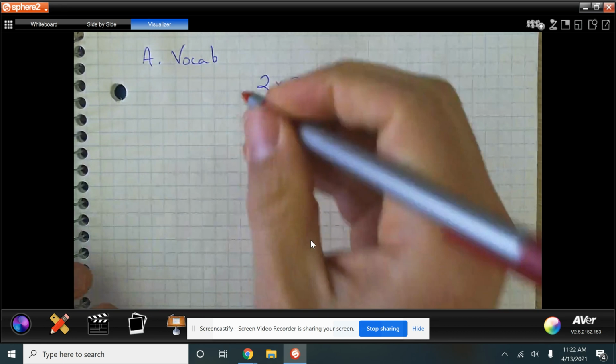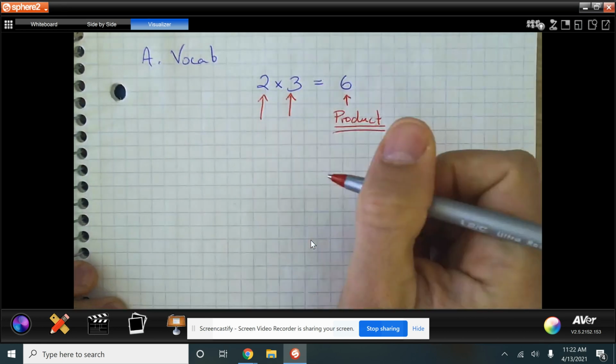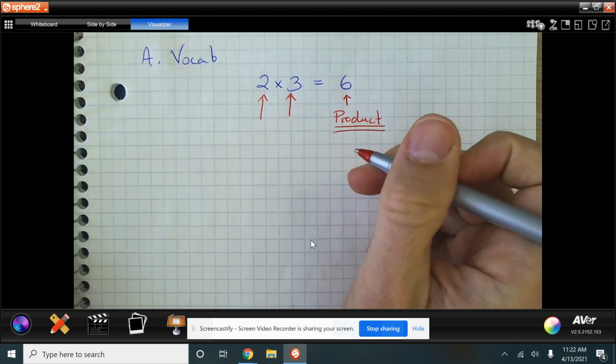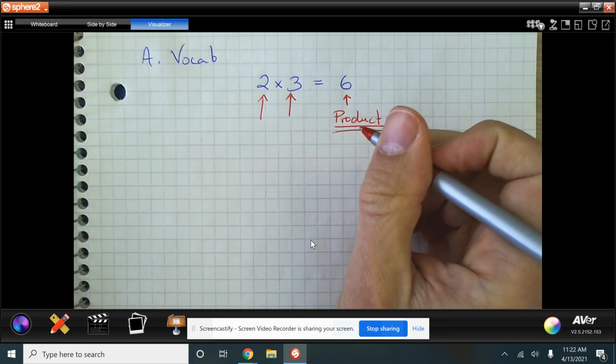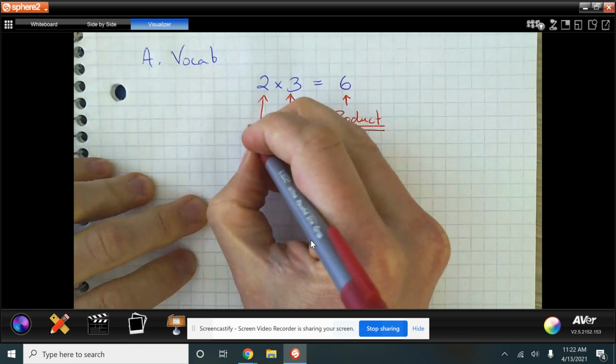What are the 2 and 3 called? Does anyone here remember what the 2 and the 3 are actually called? The answer is called a product, but what are the 2 numbers that you're multiplying together called? That is the question I have for you. Indeed, Caden, that's what they're called. Those are called factors.